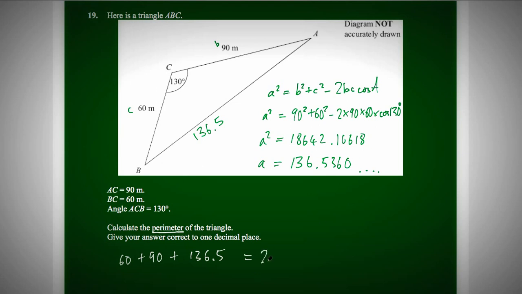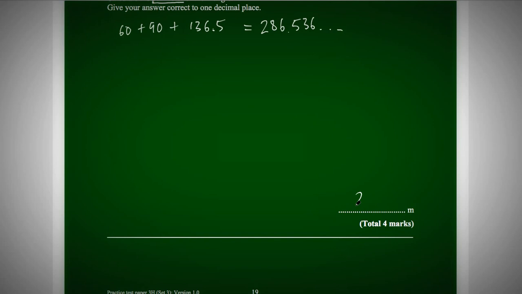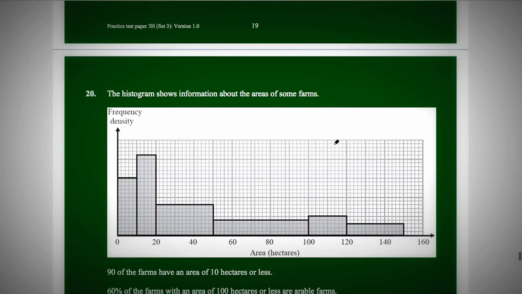And that's 286.536, etc. So, to one decimal place, 286.5 meters. This is the right kind of length, but I should, of course, be double-checking it with my calculator because it's a long calculation. So that's what I would do in exam conditions, just double-check the calculator work there.